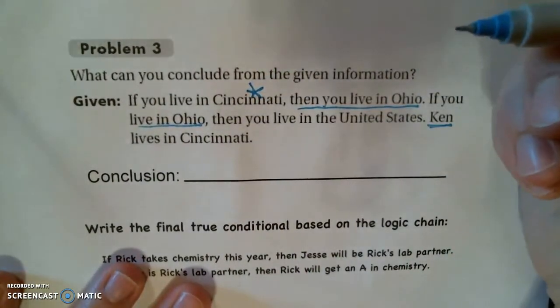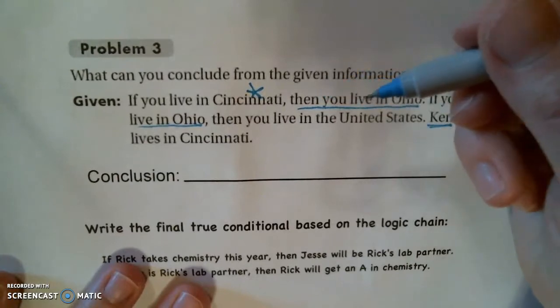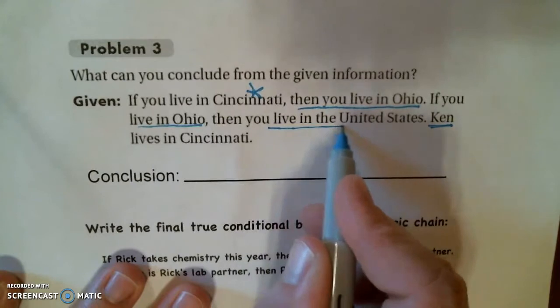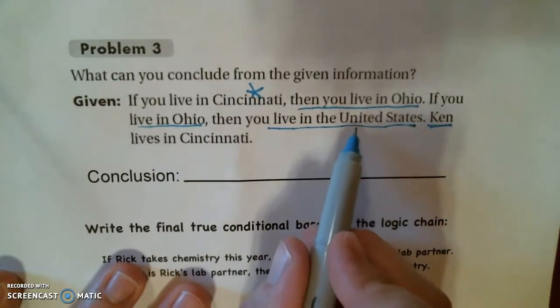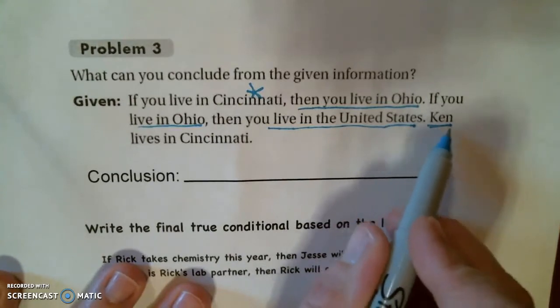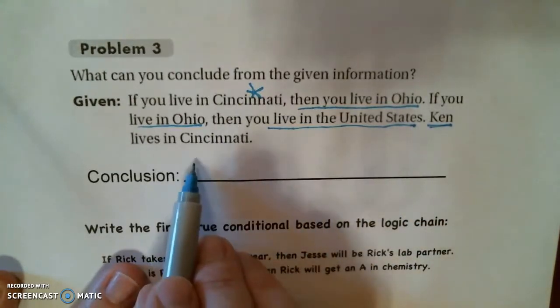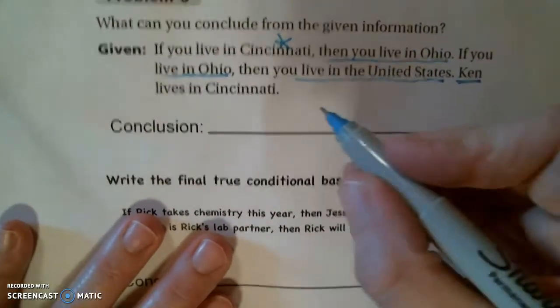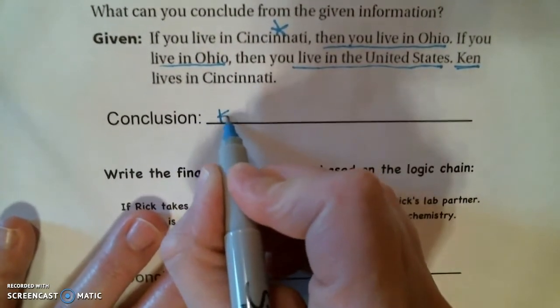He satisfies the first if. We follow it all the way to the end. The last then, he must live in the United States. This is our conclusion. But we have to say it about Ken. We have to be very specific because they're specific in what they're telling us here. Ken lives in Cincinnati. The conclusion is that Ken lives in the U.S.